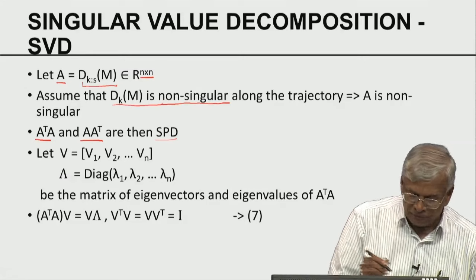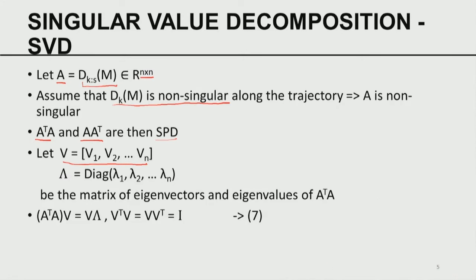So let v_1 to v_n be the eigenvectors of the matrix A transpose A. So A transpose A V is equal to V Λ, and V transpose V is I.